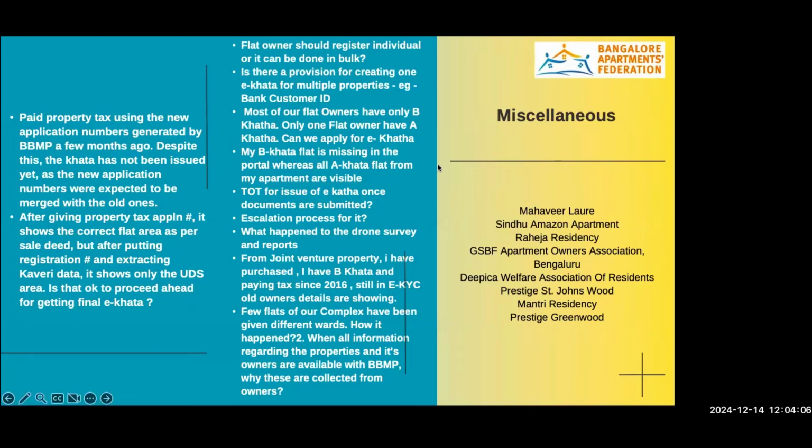Today is 14th December. By around 21st December, this module will be there, when all information regarding properties and their owners is available, along with why it is collected from the owners. I've already answered this question.